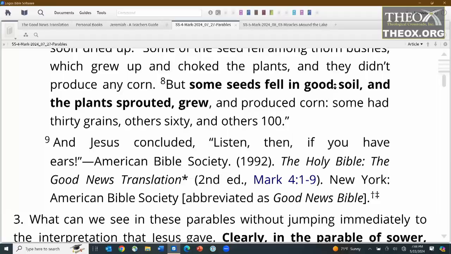Okay, and we need to speak up here and say that corn, in this British translation, means wheat. That would be a little confusing for some Americans. We can see in these parables, without jumping immediately to the interpretation that Jesus gave, clearly in the parable of the sower, the key factor is the type of soil. Clearly that is the main influence on how the seed produces or does not.